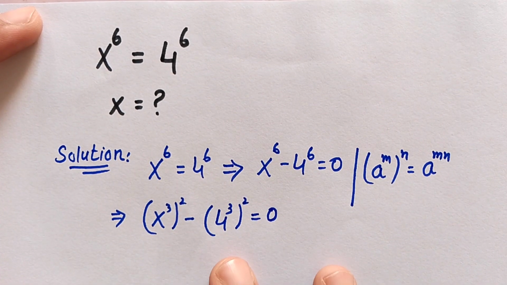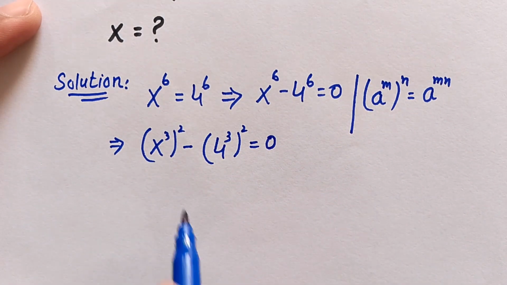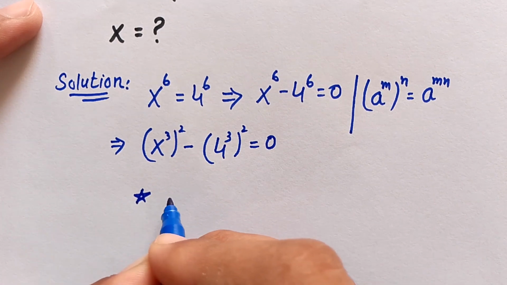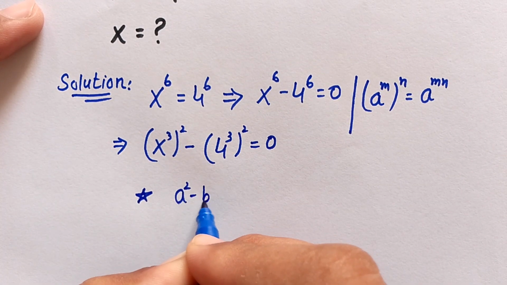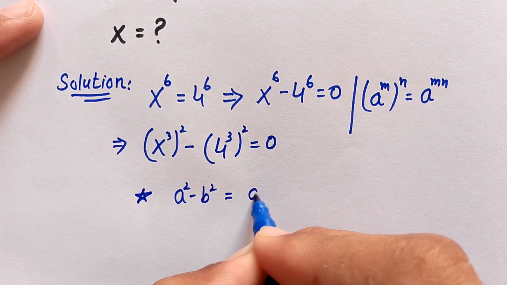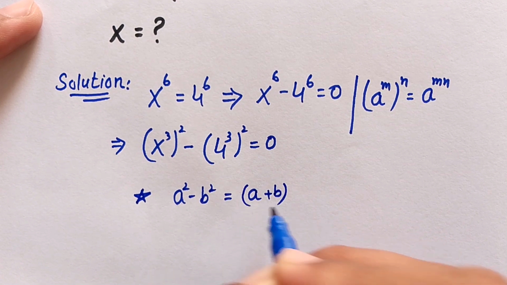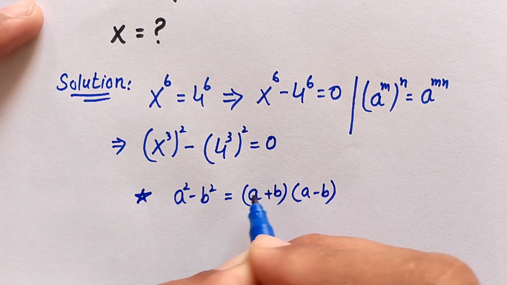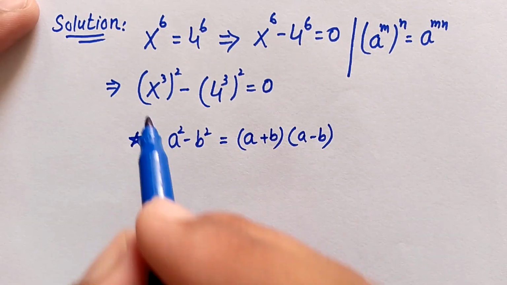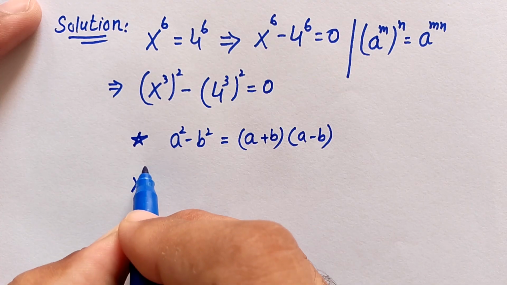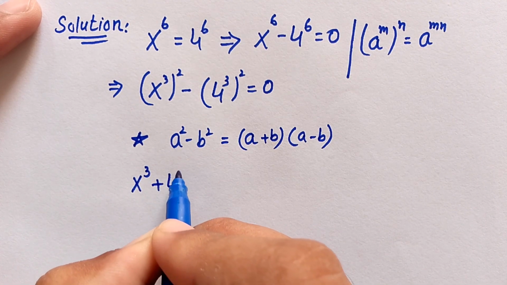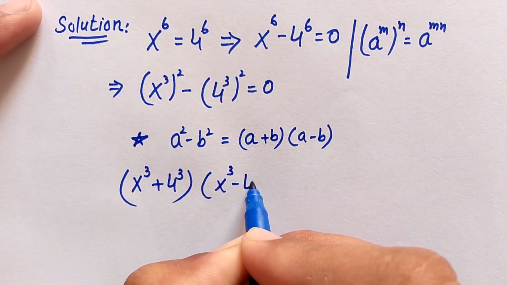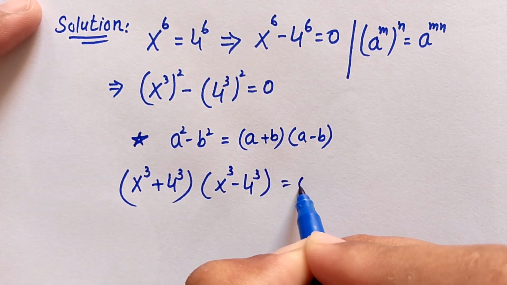Now we have to apply this identity, which is a square minus b square, which is equal to a plus b times a minus b. So this will become x to the power of 3 plus 4 to the power of 3 times x to the power of 3 minus 4 to the power of 3, which is equal to 0.